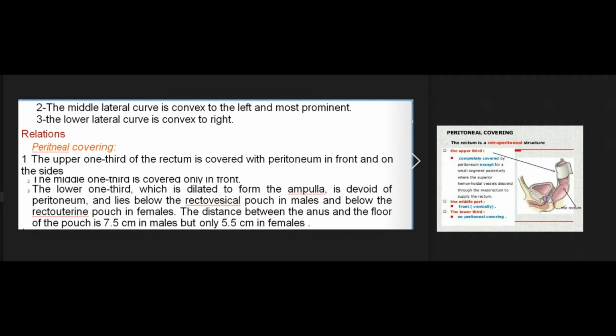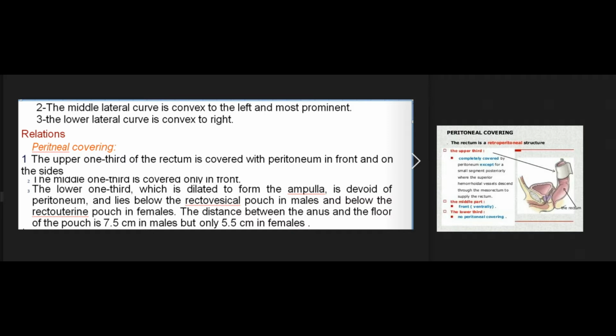Relations. Peritoneal covering. 1. The upper one-third of the rectum is covered with peritoneum in front and on the sides. 2. The middle one-third is covered only in front. 3. The lower one-third, which is dilated to form the ampulla, is devoid of peritoneum, and lies below the rectovesical pouch in males and below the rectouterine pouch in females.